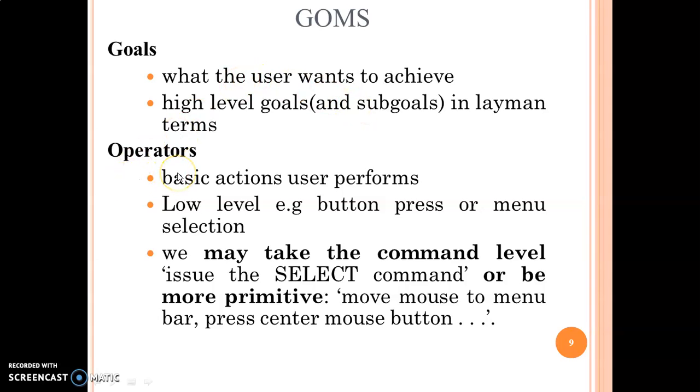What are operators? Operators are the lowest level of analysis. They are basic actions which the user performs in order to use the system. This may affect the system, for example, press the X key, or only the user's mental state, for example, read the dialog box. There is a degree of flexibility of granularity of operators. We may take the command level, issue the select command, or we may be primitive, saying move mouse to menu bar, press center mouse button and then select.